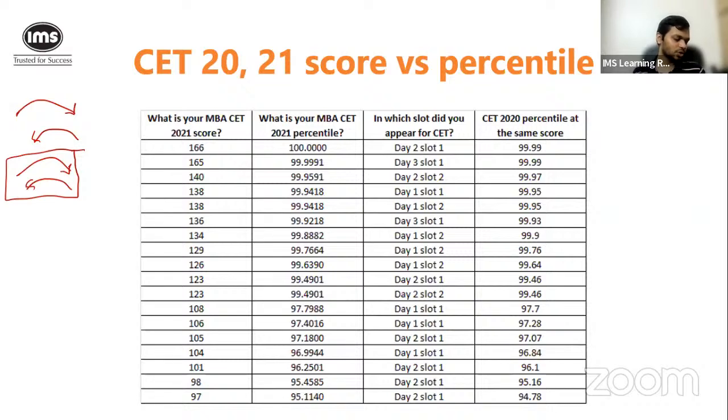My quant is weak. Which topic should I focus on? As I've already mentioned, numbers, arithmetic, algebra. Those 3 areas you have to do extremely well.